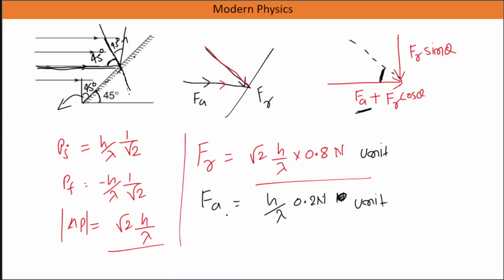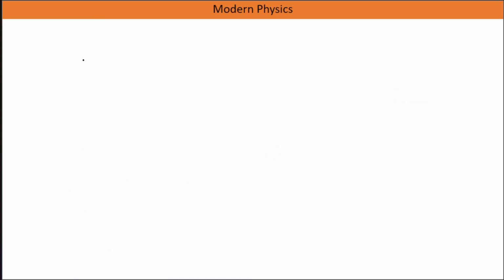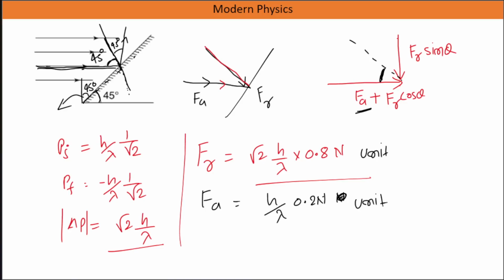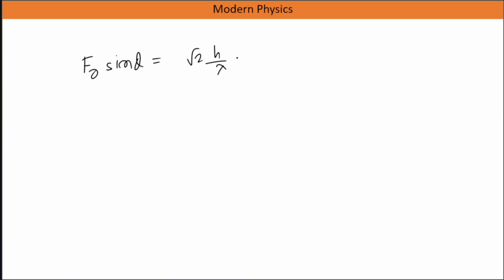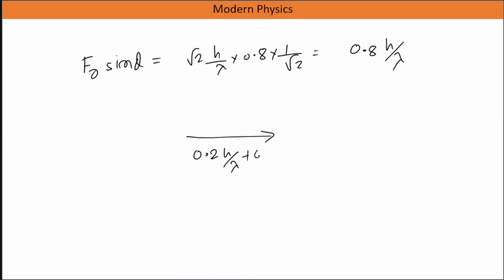Now look, what will FR sine theta be? Theta is 45, so with 1 by root 2, this will become FR sine theta. FR sine theta will be equal to, FR is how much? Root 2 h by lambda. So root 2 h by lambda into 0.8 n into 1 by root 2. So this will become nothing but 0.8 h by lambda. And FR cos theta, again same thing, that will be 0.8 h by lambda. So in this direction it is 0.2 h by lambda plus 0.8 h by lambda, and in this direction it is how much? 0.8 h by lambda.